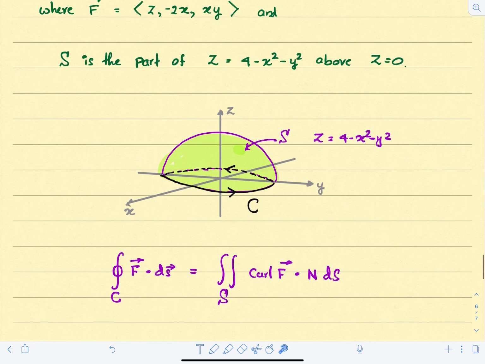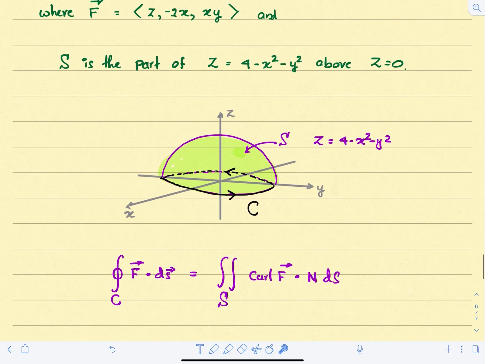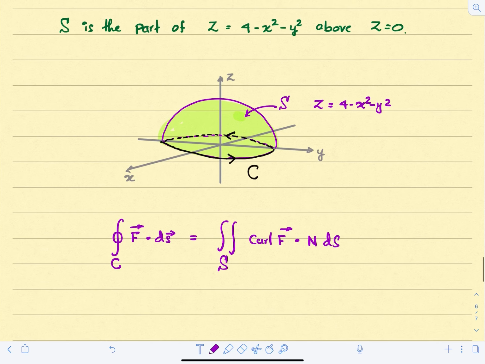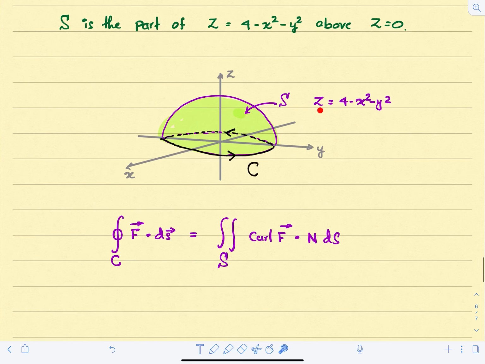But before we do that, we want to parameterize this curve C. Now the equation of this curve C is, now on the xy plane the z coordinate equals 0. Therefore the equation of this boundary C should be 0 equals 4 minus x squared minus y squared. This is nothing but a circle with radius 2.